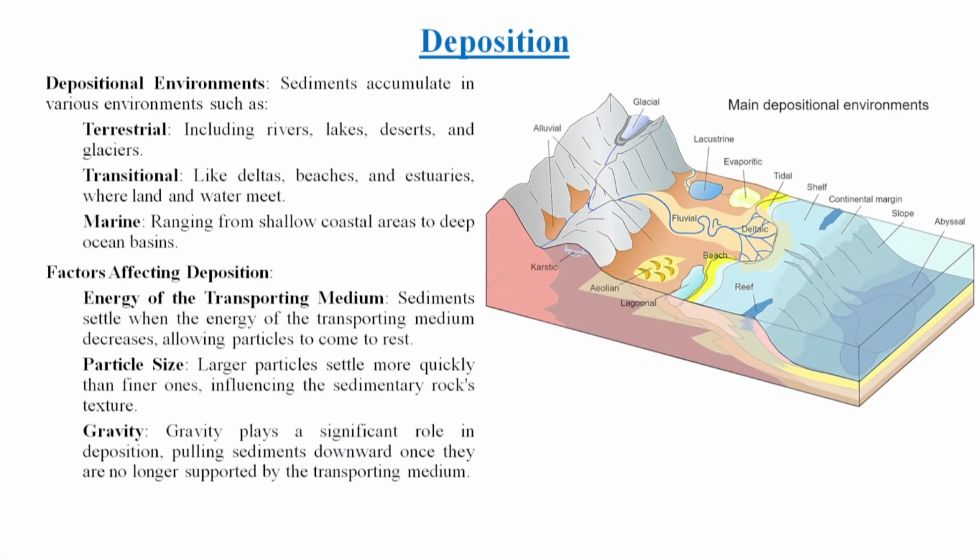Sediments may get deposited in various environments, like I was talking about already. They might get transported to some terrestrial environment, like rivers, lakes, deserts and glaciers. They might also get transported to a transitional environment, like we see at sea beaches, deltaic environments, estuaries, and also finally to the marine environment or the ocean floor, even in the coastal areas.